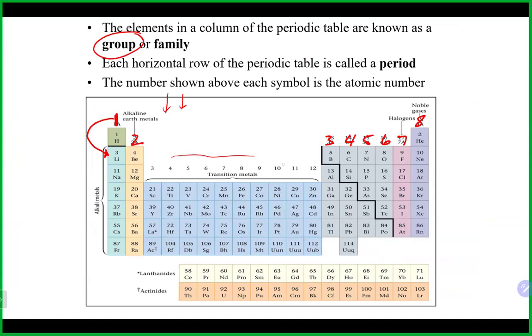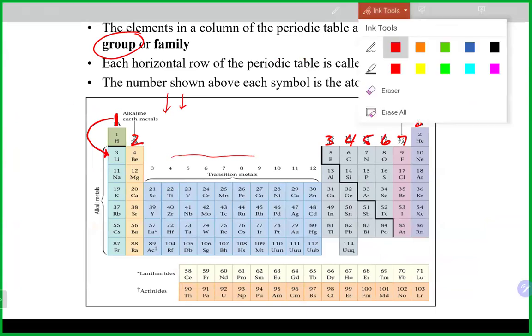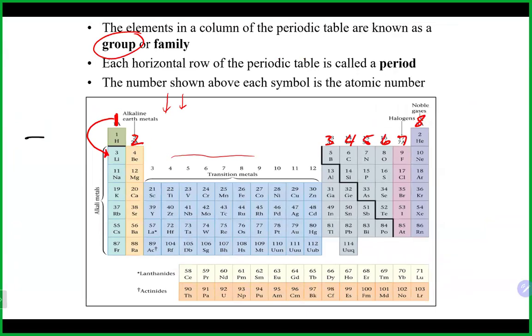Periods, on the other hand, go left to right on the periodic table. So we're going this way. There are 7 periods, 1, 2, 3, 4, 5, 6, 7, on the periodic table, and again, they go left to right. We have also seen that the number above the symbol is our atomic number, which tells us the number of protons that we have in an atom.